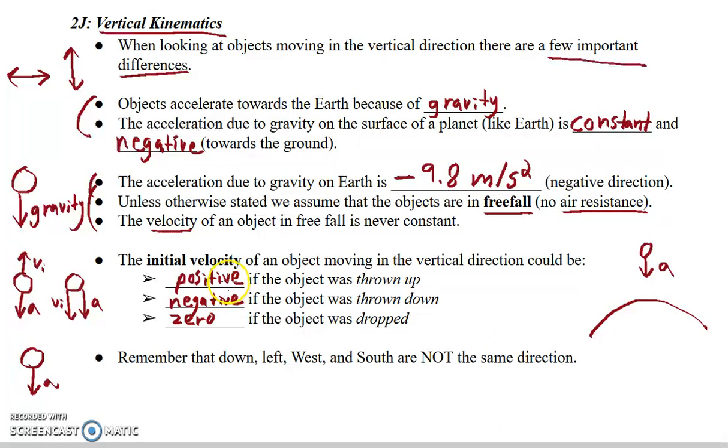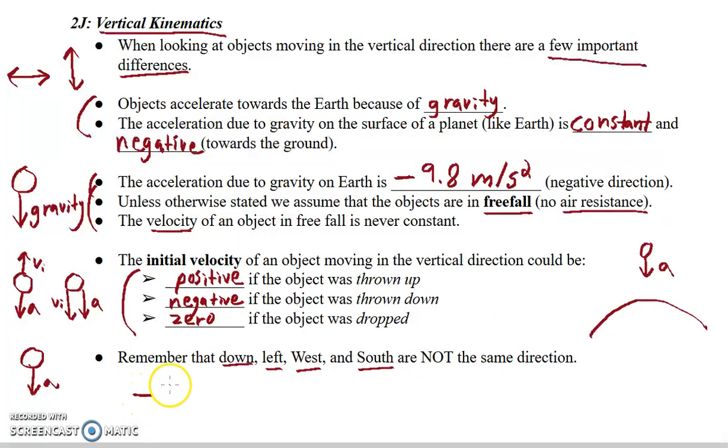So that's important to keep in mind, right? What does initial velocity mean? Thrown up, positive. Thrown down, negative. Dropped, it's going to be 0. And the last thing to remember here is that down, left, west, and south are all negative directions, but they're not the same direction.